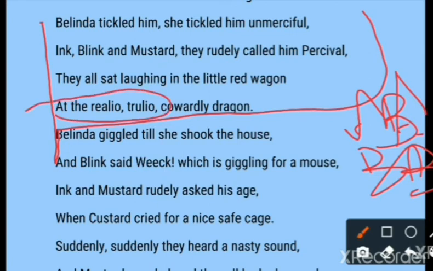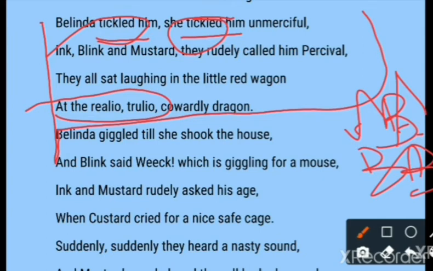We find repetition in this stanza, that is "tickled, tickled, tickled." And this is the technique of repetition. When some words are repeatedly used in nearby lines, that is repetition. And a refrain is something else. When a line, a phrase, or a stanza is repeated in the poem, that is a refrain. And here, "Rulio Trulio, the cowardly dragon" is a refrain. And this "tickled" is used here again. It is repetition.